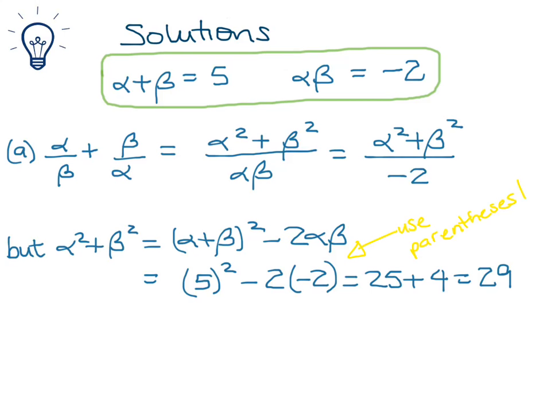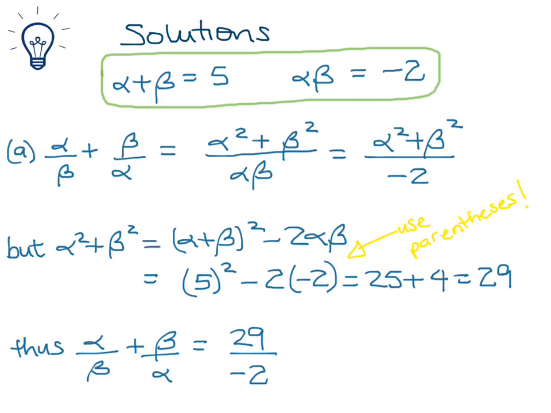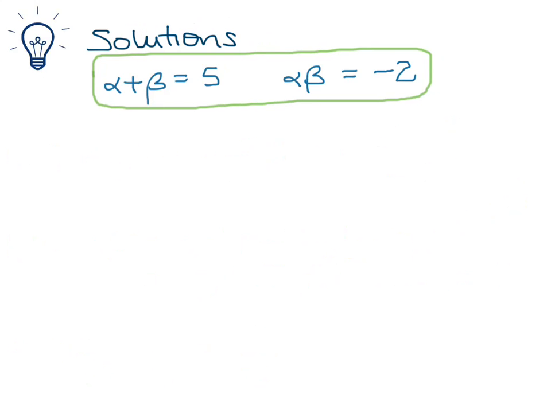Please use parentheses when doing your substitutions, especially when we have negative signs. It helps to keep you on track and avoid making mistakes. So, to finalize, we have alpha over beta plus beta over alpha is equal to 29 over negative 2. Let's try part B.